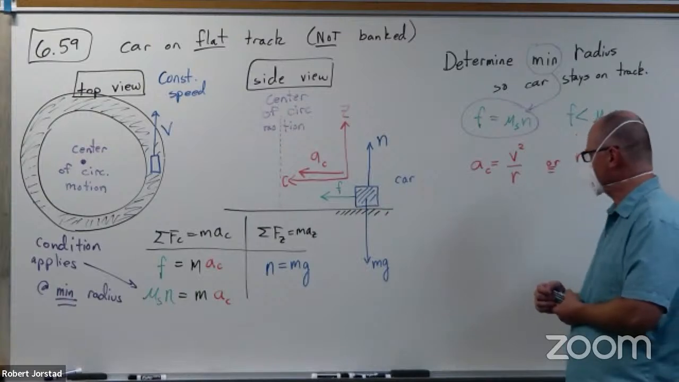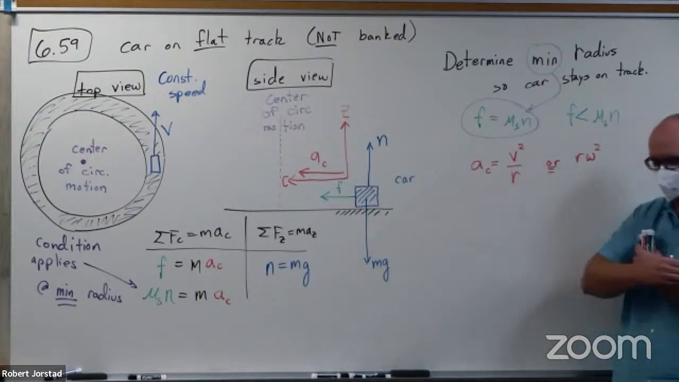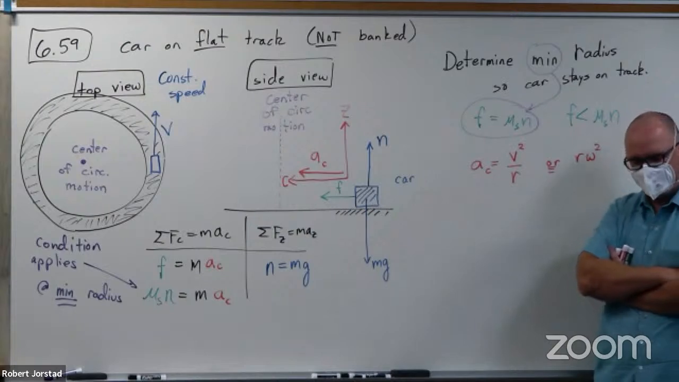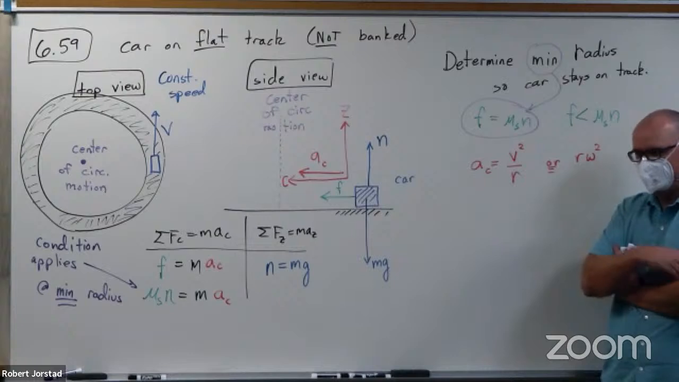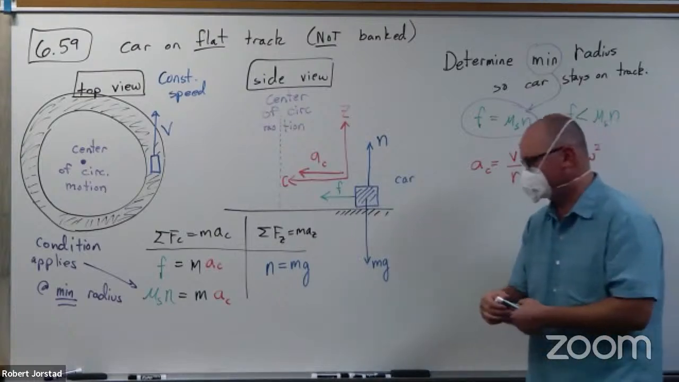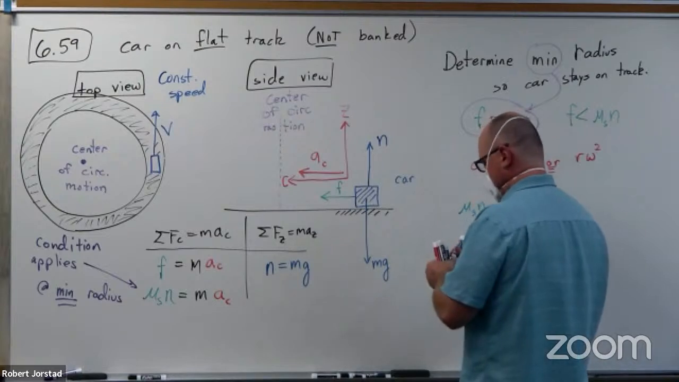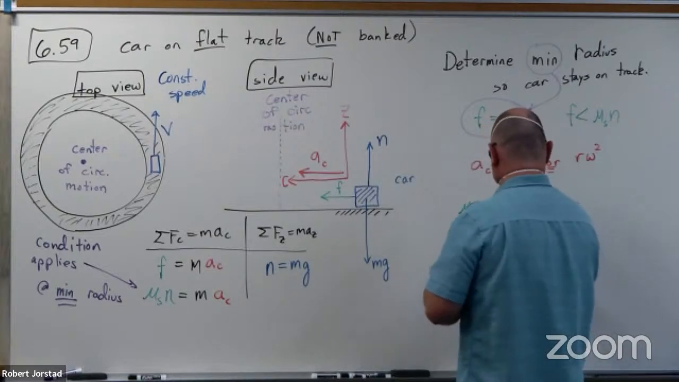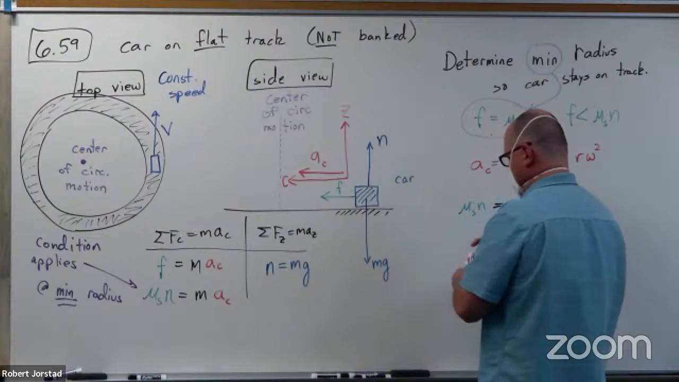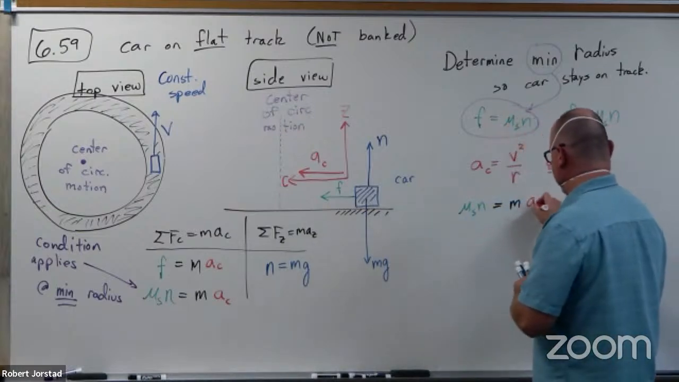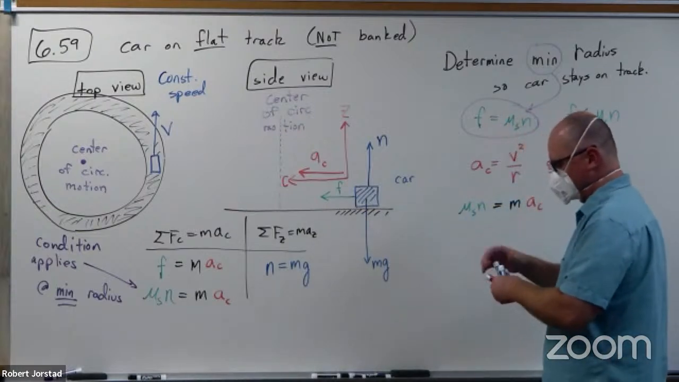What's the next step? We're looking for radius. What would you do next? This is what we have. Horatio, I would do that. Do you agree we could write mu static N equals m a_c? For a lot of these circular motion problems, a ratio is a good idea.